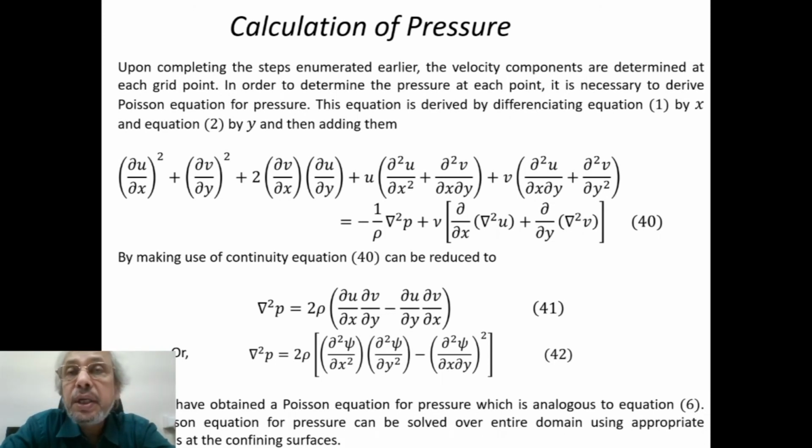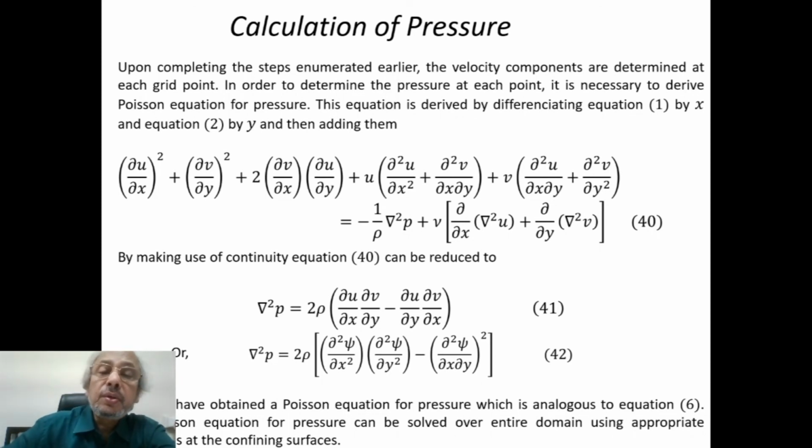We get only the velocity components, stream function, and vorticity. But a complete solution in a domain demands the pressure value also, and that is very important. So having solved that, after getting a converged flow field, from there we can determine the pressure by solving the pressure equation, which is Poisson's equation for pressure, and how that is formed I have discussed here.